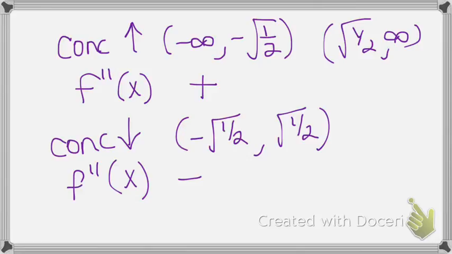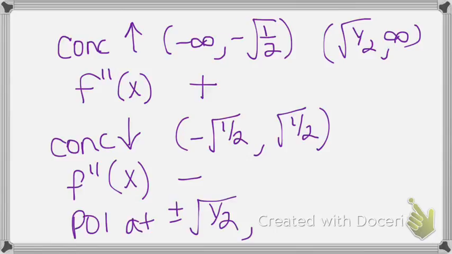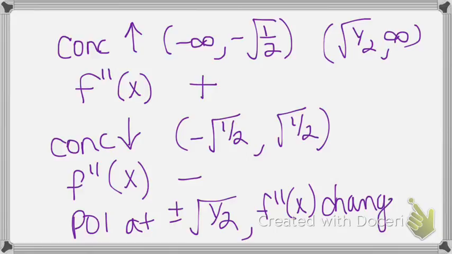Now, if it would have asked about points of inflection, there would be points of inflection at both plus or minus square root of half, because concavity changes, or because f double prime of x changes sign.